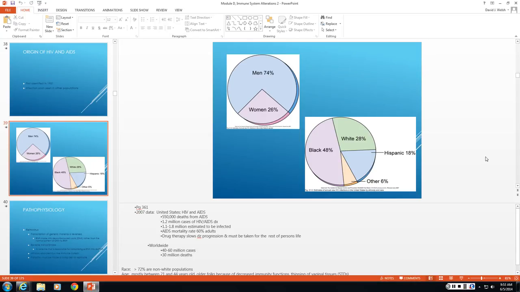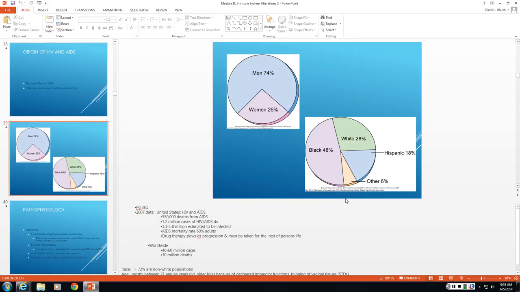In 2007, these slides show you a breakdown of the data for HIV and AIDS in the United States. There are about 550,000 deaths from AIDS, with 1.2 million cases diagnosed. The mortality rate among adults is about 60%. Drug therapy does slow the disease progression, but it must be taken for the rest of the person's life. Worldwide, there are about 40 to 60 million cases of AIDS and 30 million deaths a year.